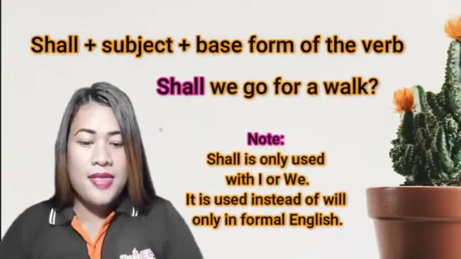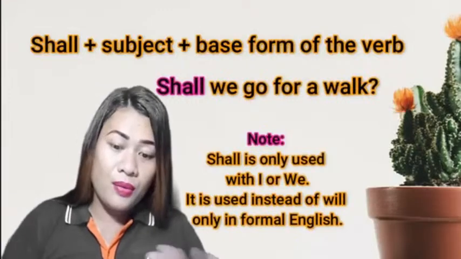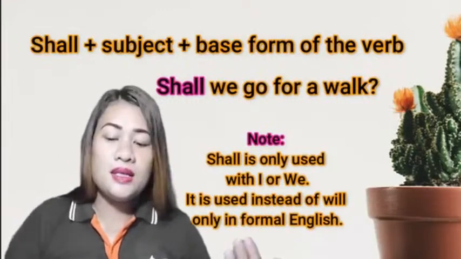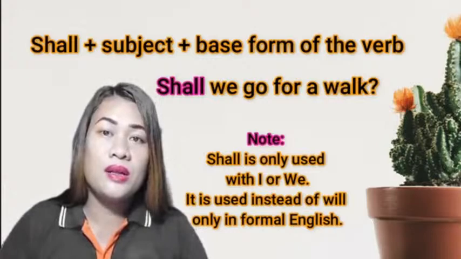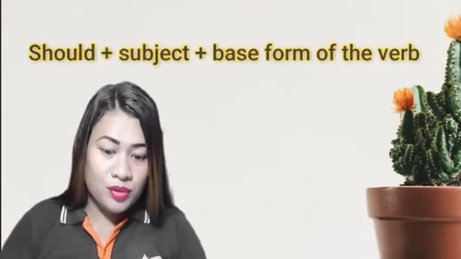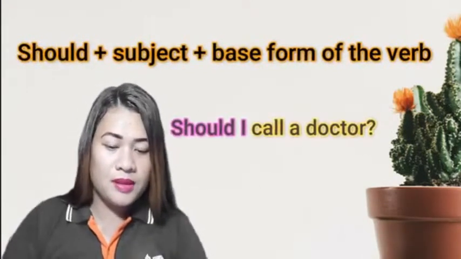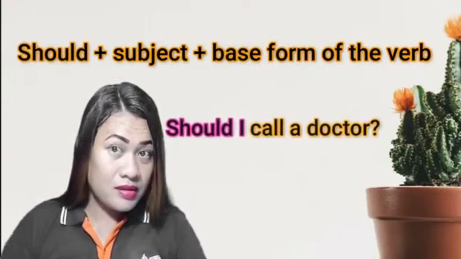Note that shall is only used with I or we, and it is used instead of will only in formal English. To offer assistance or a polite suggestion when you are not sure of a positive answer, here is the combination: should plus subject plus the base form of the verb. Example: Should I call a doctor?